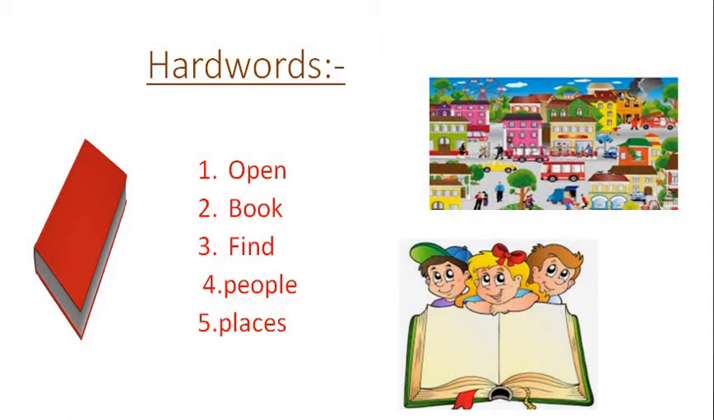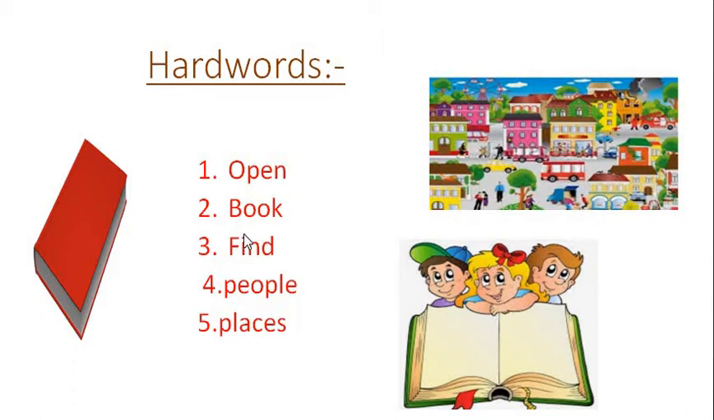Now see, what we have to do? Open a book, okay? Now see, hard words we will do. Open, book, find, people, places. I have made you understand all these hard words. See again, number 1, open. What is the spelling? O-P-E-N, open. Yes, this book is open. Last lecture I told you, no?